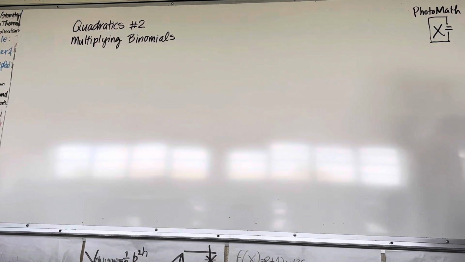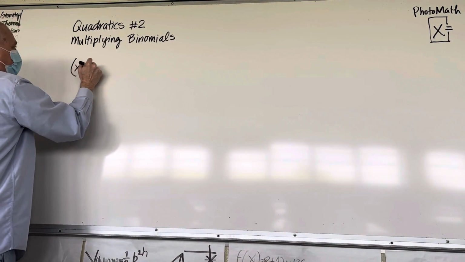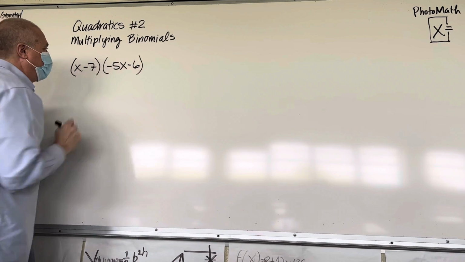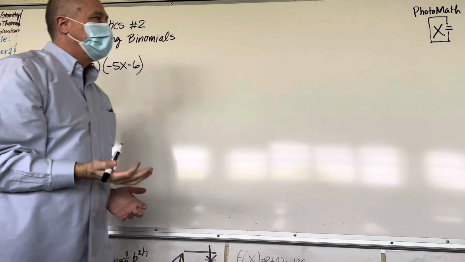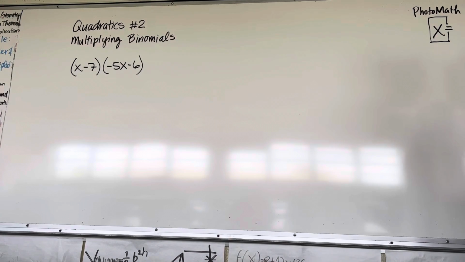Let's start with the one they give on the board. X minus 7, negative 5x minus 6. All right, 2 terms. This is term number 1, term number 2. All right, so that's a binomial. We could also call it a polynomial because it's more than one term.